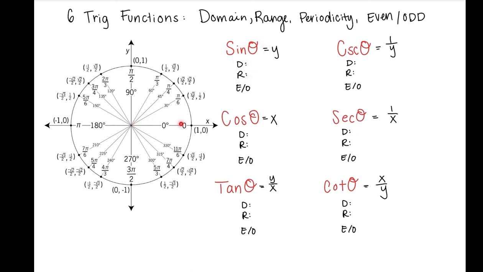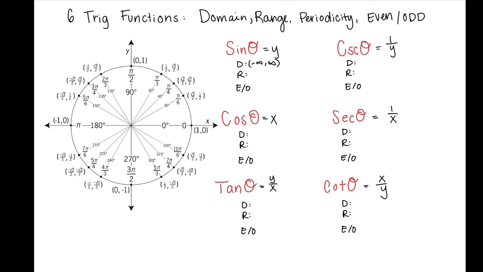Looking at my domain, there is no angle that I will not have a y value for. Every angle can be found on this circle, and at every point, there exists a y value. There's no point where the y value is undefined, right? This is a circle and it's continuous. There are no breaks in it. So my domain for this is all real numbers or all angles. I can just put negative infinity to infinity.